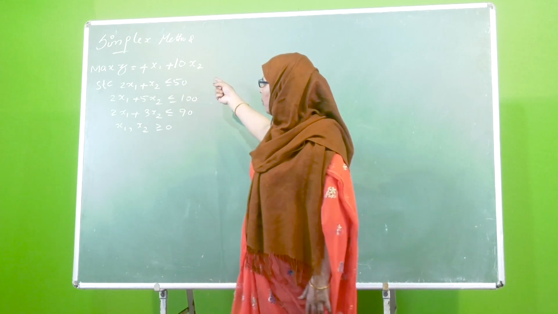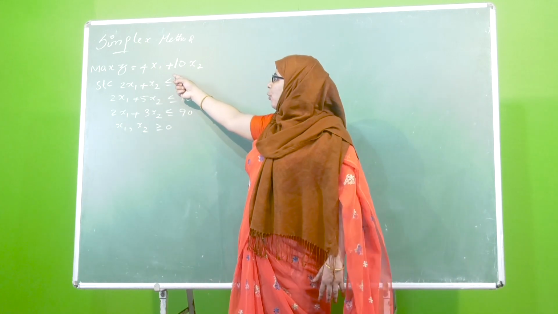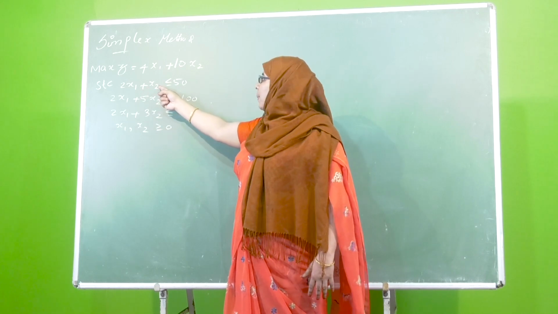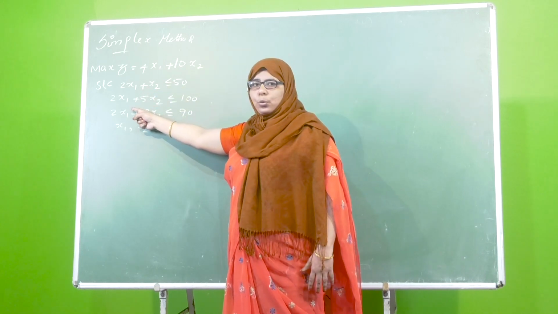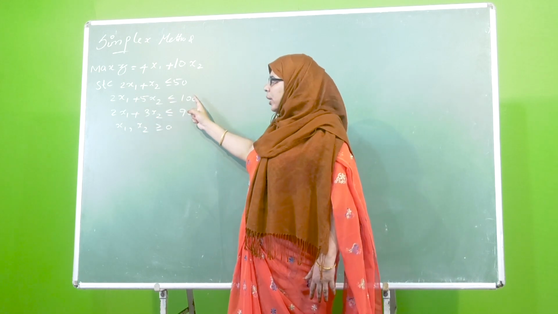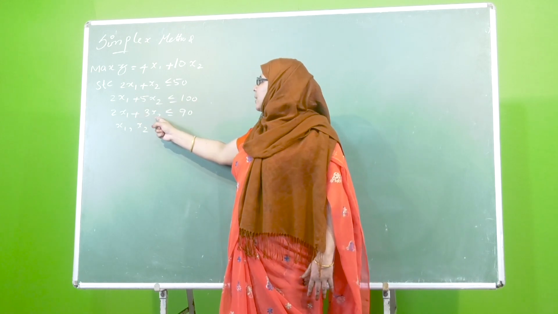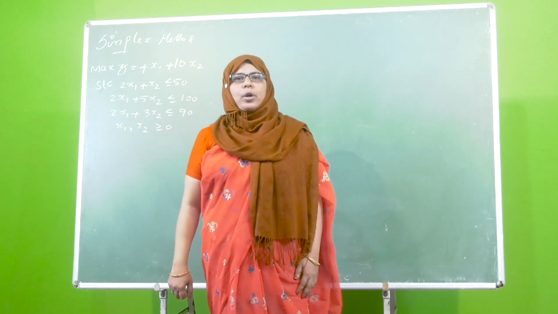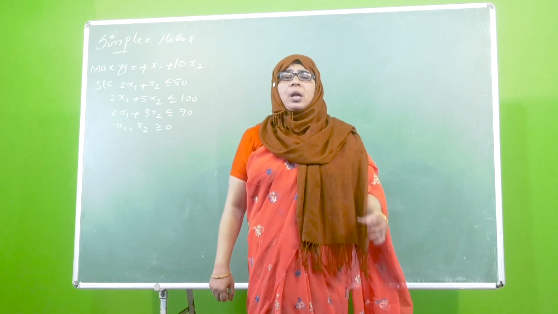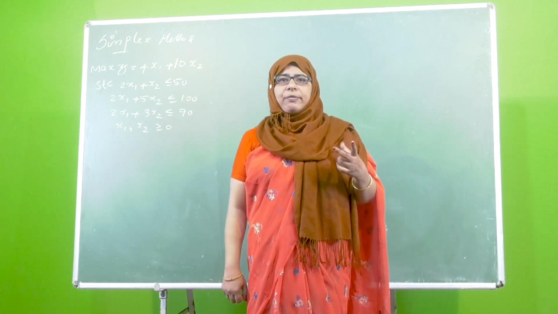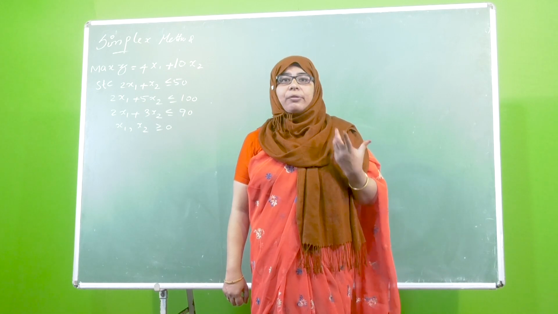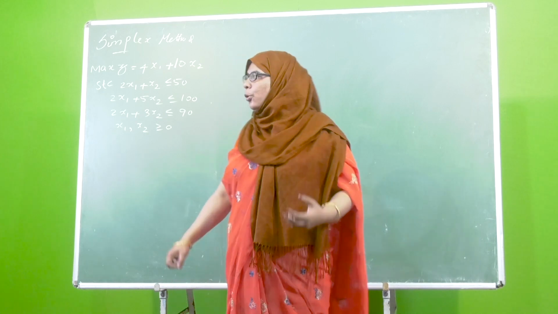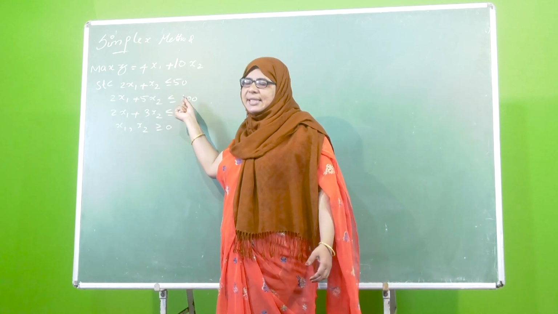Let us check the problem: maximize z equal to 4x1 plus 10x2, subject to the constraints 2x1 plus x2 less than or equal to 50, 2x1 plus 5x2 less than or equal to 100, 2x1 plus 3x2 less than or equal to 90, x1, x2 greater than or equal to 0. In the constraints, we have to introduce the slack variables, then put the equality signs.